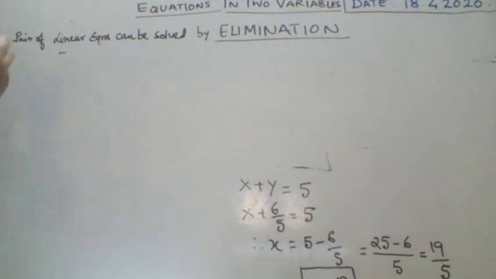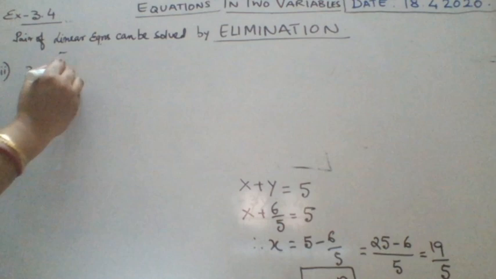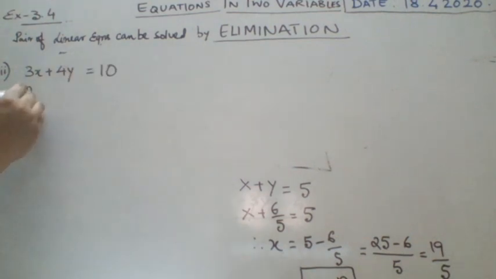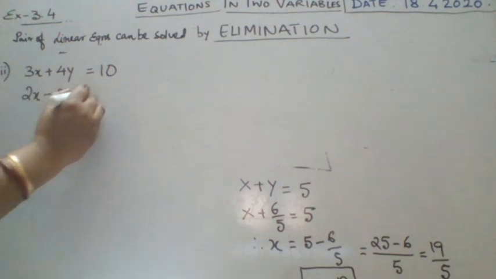Question number 1, second part. This is your exercise 3.4 of the NCERT textbook. The second part is 3x plus 4y equal to 10, and the other one is 2x minus 2y equal to 2.